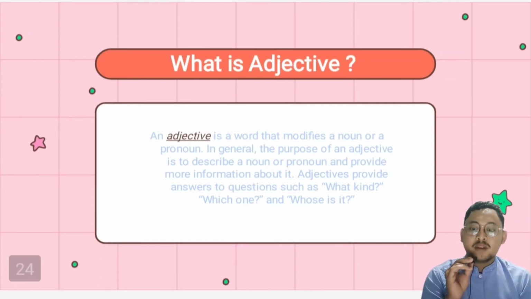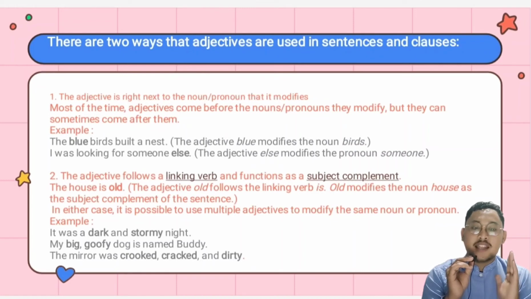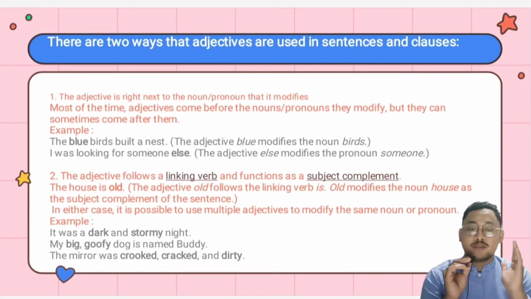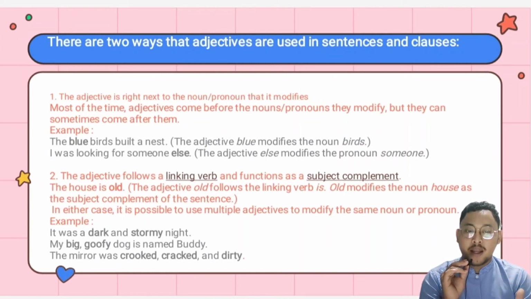Next, there are two ways that adjectives are used in sentences and clauses. Number one, the adjective is right next to the noun or pronoun that it modifies. Most of the time, adjectives come before the noun or pronoun they modify, but they can sometimes come after them. Example, the bluebirds built a nest. The adjective blue modifies the noun birds.